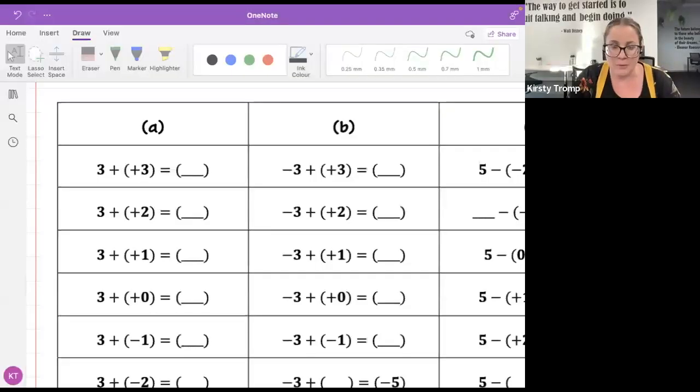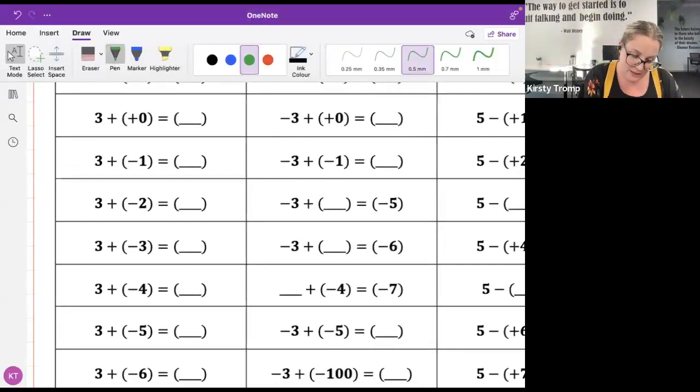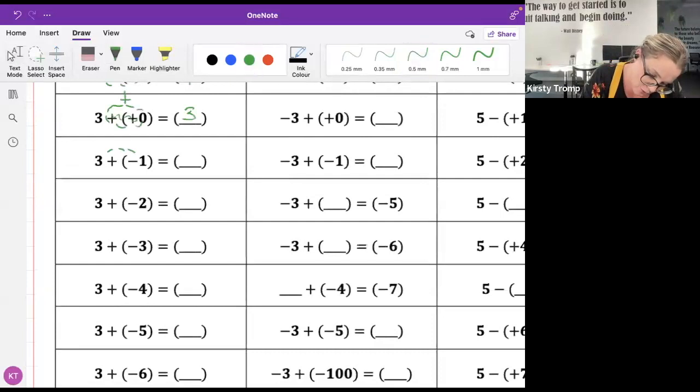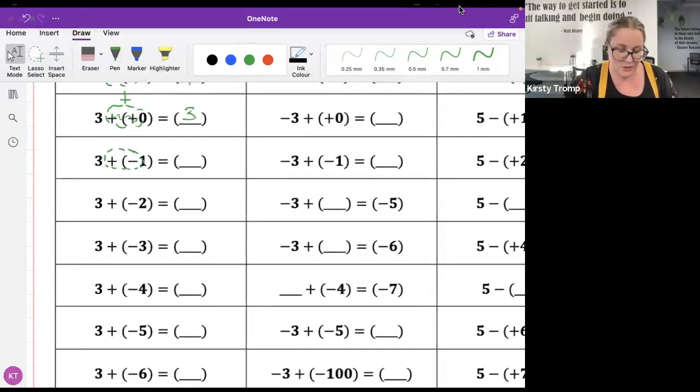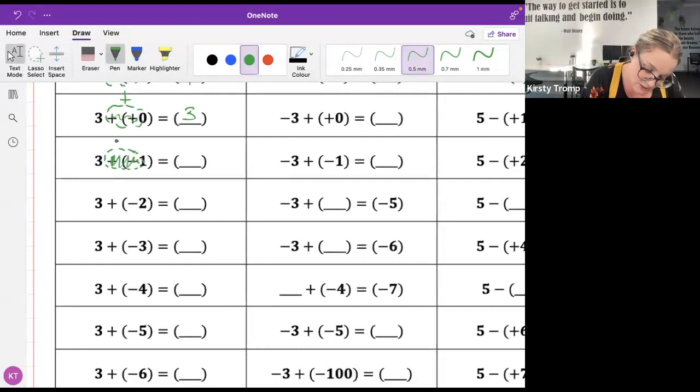Okay, so my negative sign is always more powerful. So for my next sum that we were busy doing, if I'm having a look at 3 plus -1, I'm going to draw my circle around those. If I've got a positive sign and a negative sign right next to each other, what do I know is going to happen? Well, I'm going to cross those out and it's going to become a negative. So 3 minus 1 is going to give me 2.